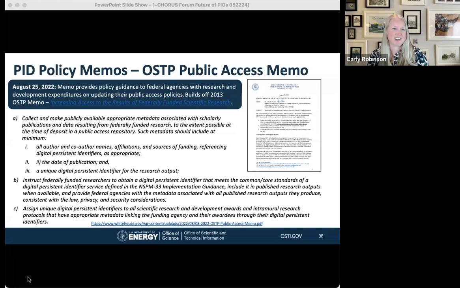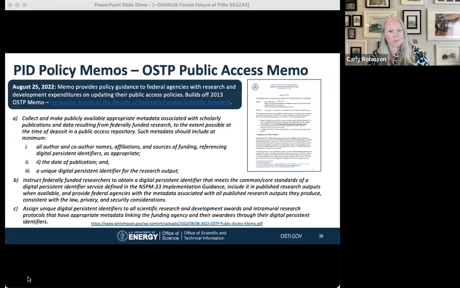It also connects directly to NSPM 33, where in the language it says that we are to instruct federally funded researchers to obtain a persistent identifier that meets those Common Core standards in the implementation guidance. Also that researchers should use their persistent identifiers in the research that they're publishing, and also when reporting on their research outputs to their federal funders.